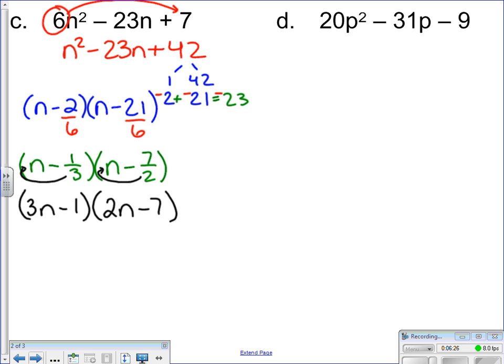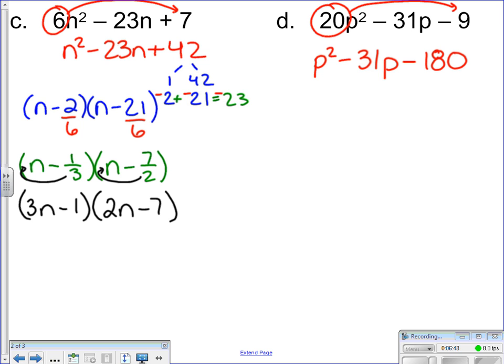So if you'd like to try D, go ahead and multiply by 20 times the 9 and see if you can figure out what are the factors. So go ahead and pause it here if you'd like to try on your own first. So p squared minus 31p equals negative 180.